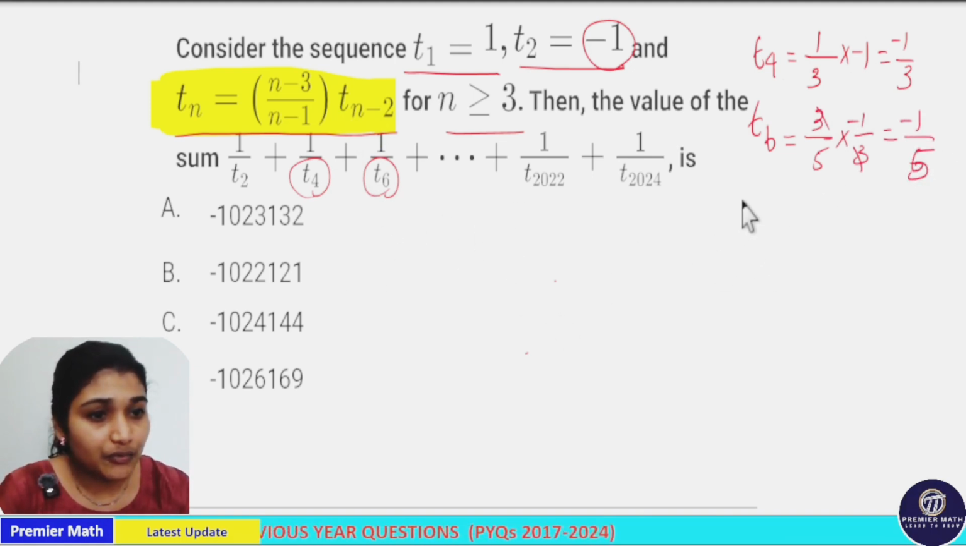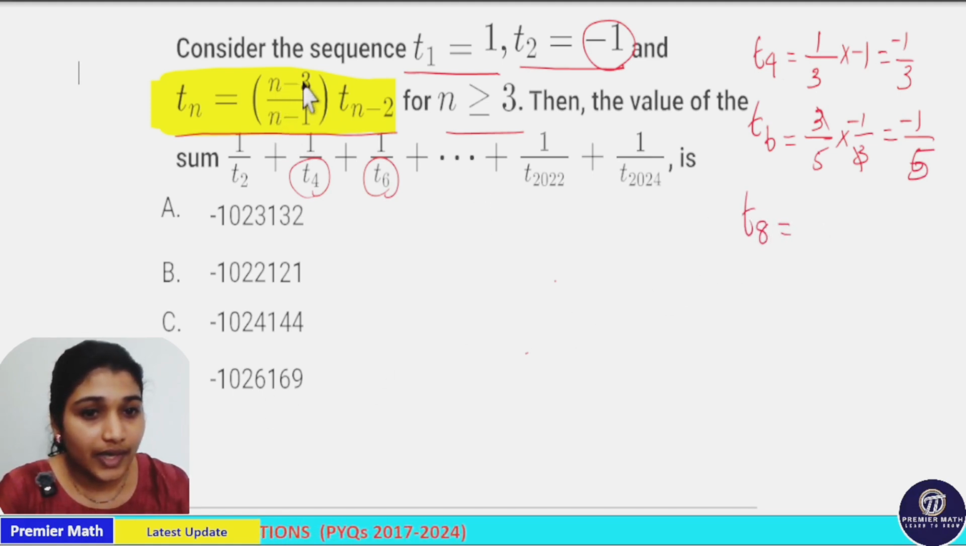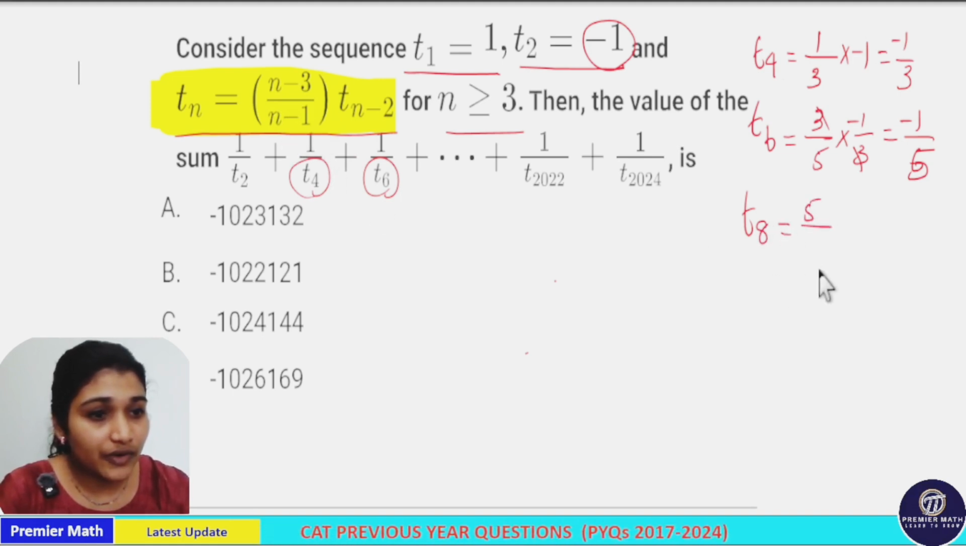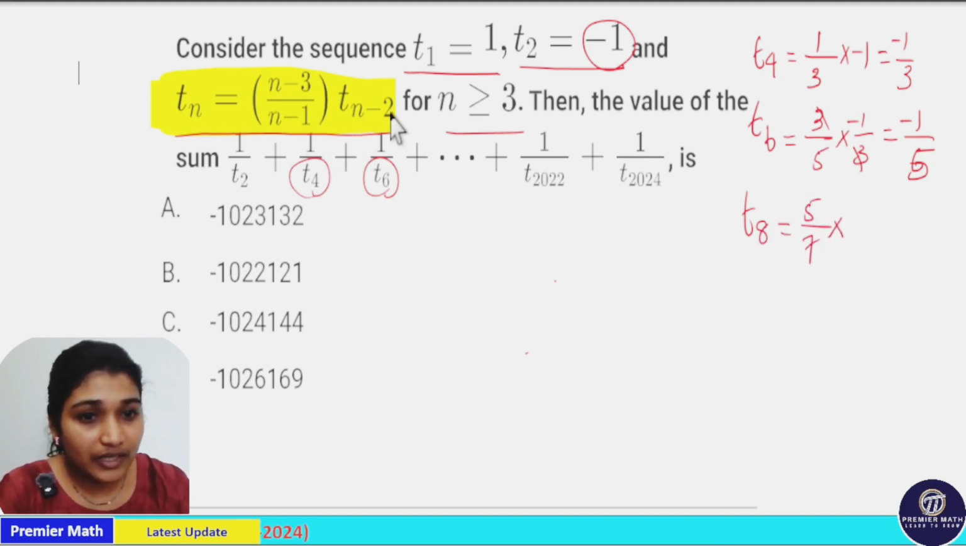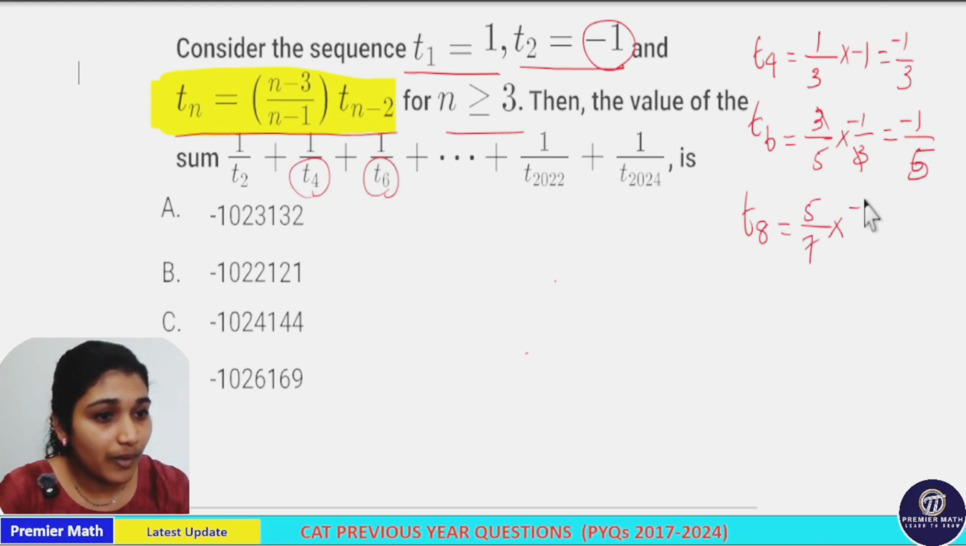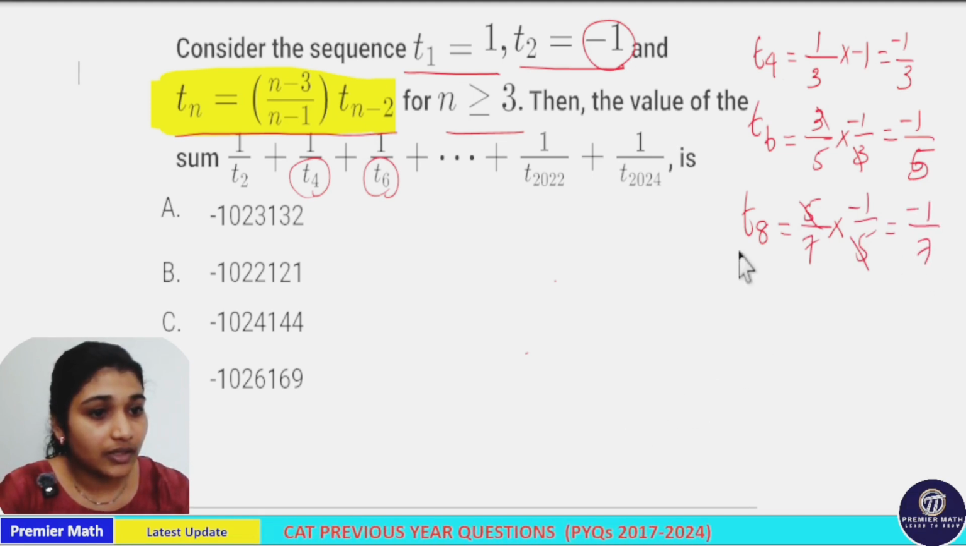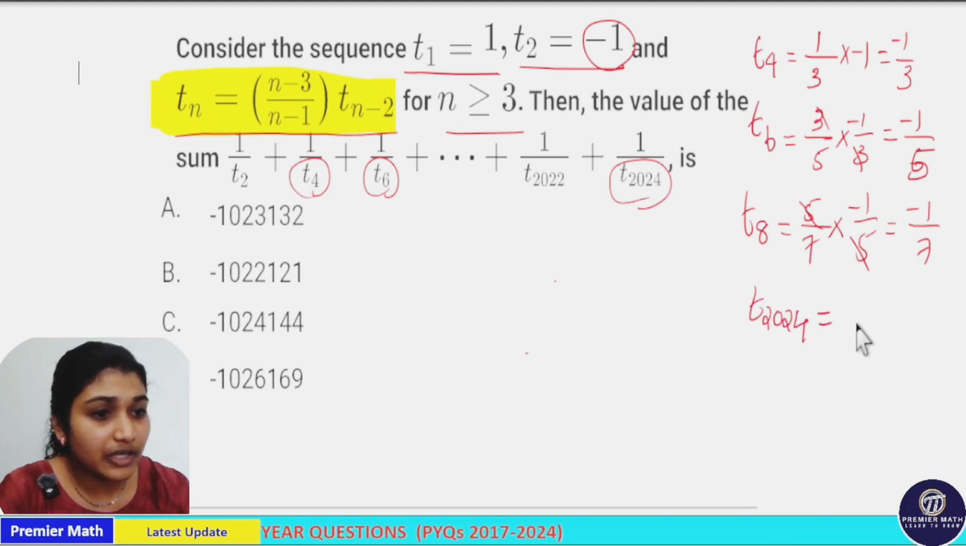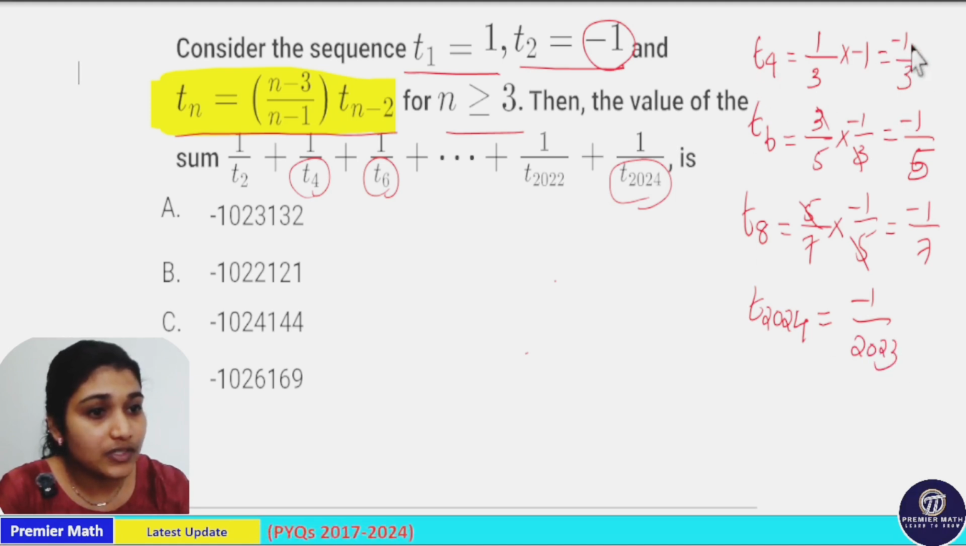Again, if you find T8, T8 is equal to 8 minus 3 is 5 and 8 minus 1 is 7, and here 8 minus 2 is equal to 6. So T6 is equal to minus 1 by 5. So 5 and 5 cancel. T8 becomes minus 1 by 7. Now from this we can find T2024, which will become minus 1 by 2023, because here T4 is minus 1 by 3, T6 is minus 1 by 5, T8 is minus 1 by 7. That is one less than the term number. So minus 1 by 2023 is T2024.